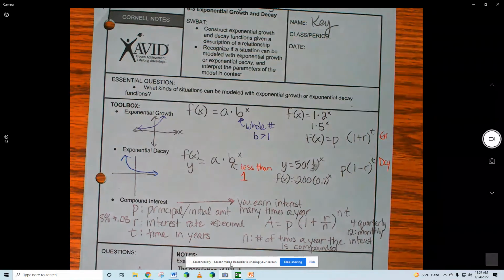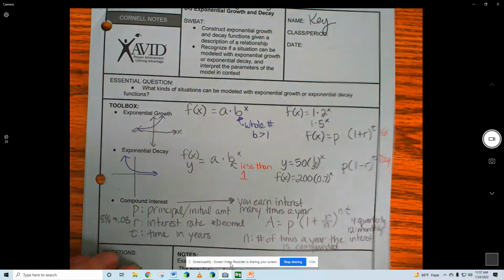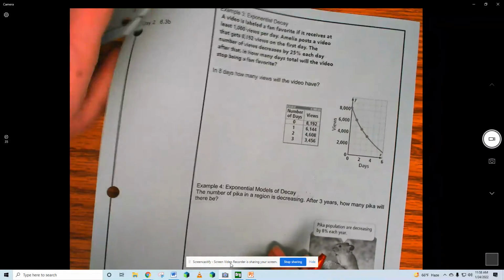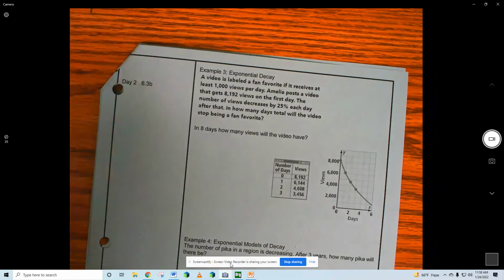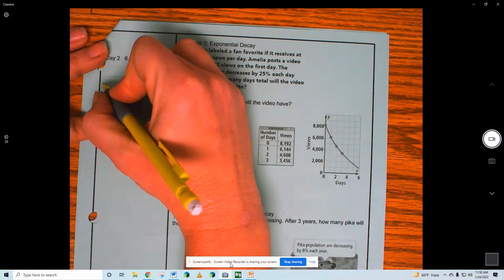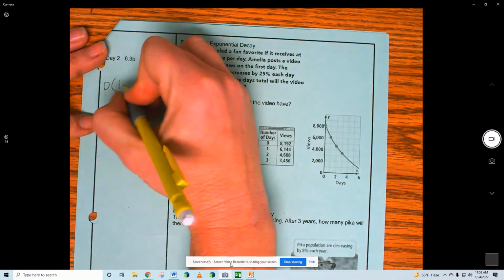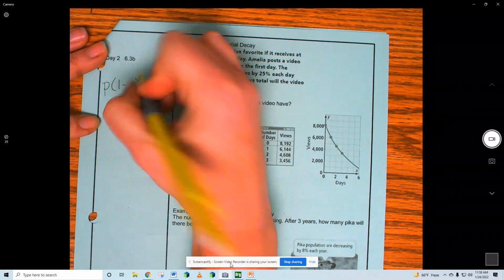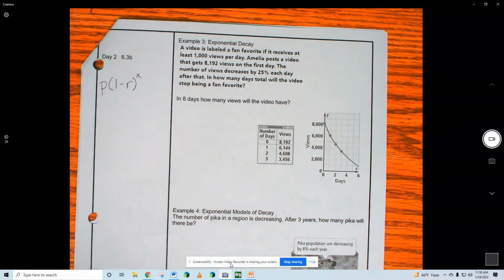All right. So now we're going to go to the examples, which are starting, I think, at example 3. All right, example 3. My formula is P(1 minus R) to the x power. This is decay.